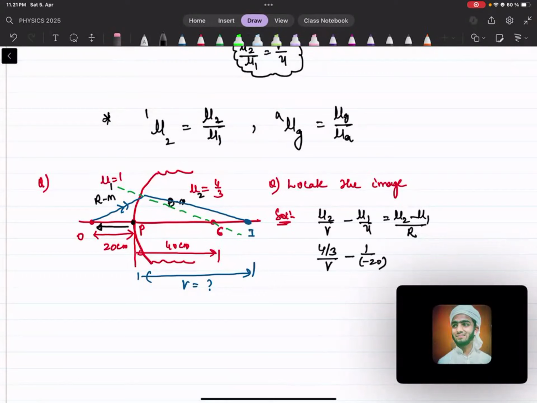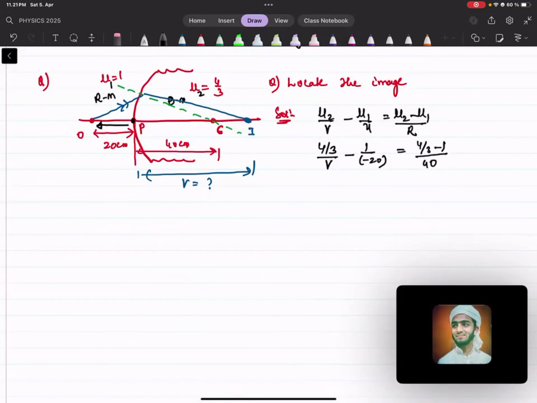That is very important. That is equal to 4 by 3 minus 1, divided by the radius of curvature, which is how much? 40 centimeters. Am I clear? So if I simplify this, this is 4 by 3 times V, minus of minus, it will be plus 1 by 20. That is equal to 4 by 3 minus 1, which is 1 by 3. 1 by 3, the 3 will come down, 4 threes are 12. So it will be equal to 1 by 120.